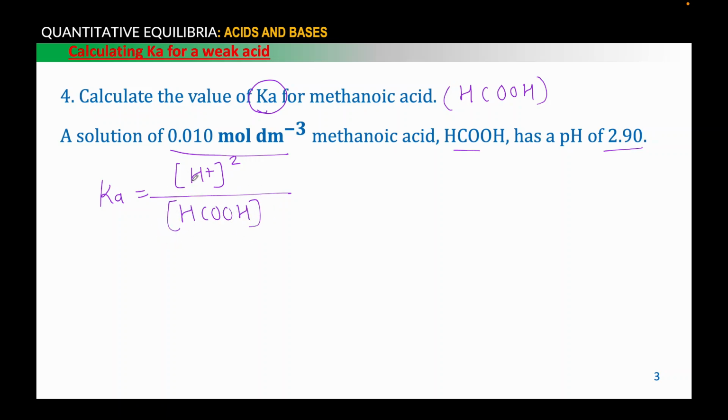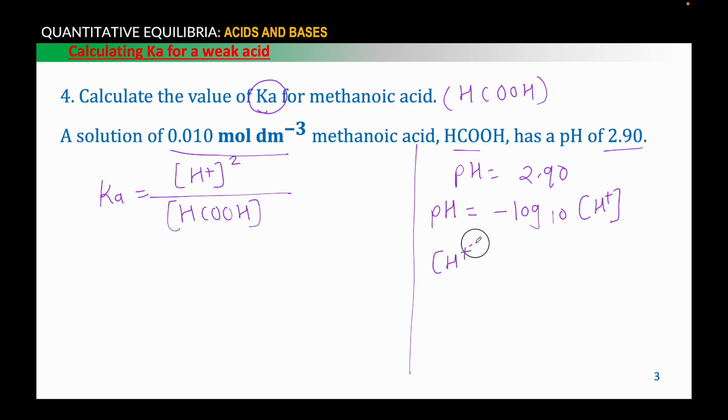Interesting thing is that your formula for Ka includes H plus, but in the problem H plus is not given, pH is given, pH is 2.90. So from this pH first we will calculate the H plus concentration, and that formula we already covered in my video. pH is equal to negative log of H plus concentration. If I rearrange this formula to calculate H plus, it will be 10 to the power negative pH. So 10 to the power negative 2.90.